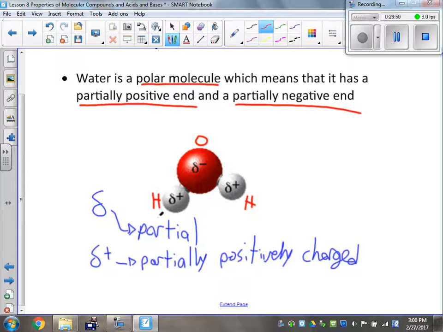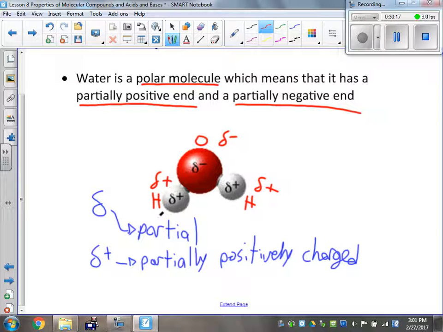That little funny symbol there that you see kind of looks like a music note, by the way. I just kind of do that. Partial positive means it's got a little bit of a positive end, and a little bit of a negative end. And because water is polar, it leads to a lot of the properties that we already know about water.